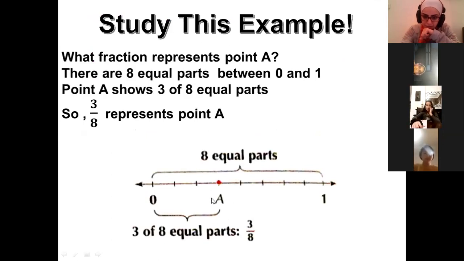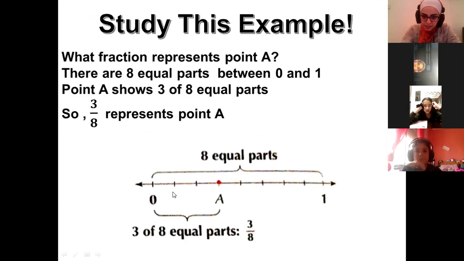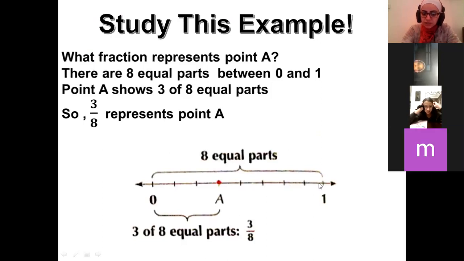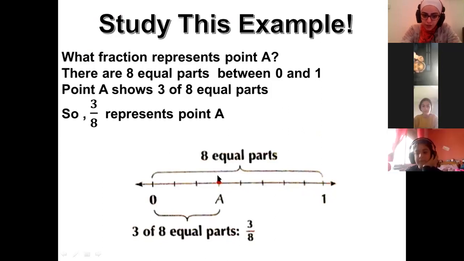So, if you look at this number line, we have 0 and we have 1. If you count the spaces, look, there's 1, 2, 3, 4, 5, 6, 7, 8. So we have 8 equal parts. Again, girls, we count the parts, not the lines. So in the denominator, we put 8 because we have 8 parts. Now we need to know what the numerator is. The numerator is the red point of A. If you count the spaces again from the first one, this is 1, 2, 3. So 3 out of 8. This is the fraction, 3 out of 8. Okay?